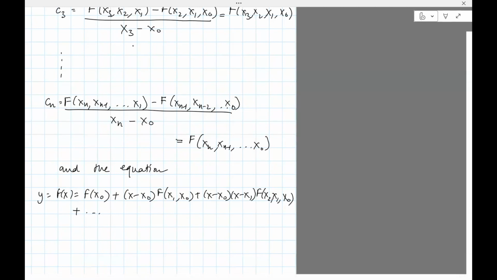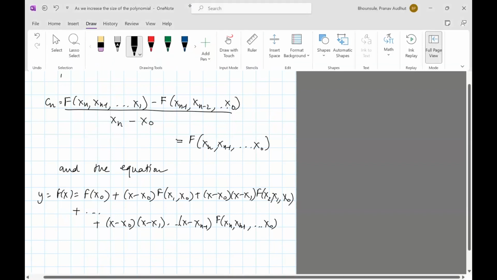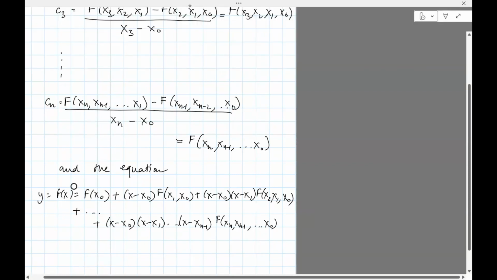And this keeps going till we reach the last term, which is x minus x0, x minus x1, and so on till x minus xn minus 1, capital F of xn, xn minus 1, and so on, like 0. Only this is a lowercase. Let me just put that down.